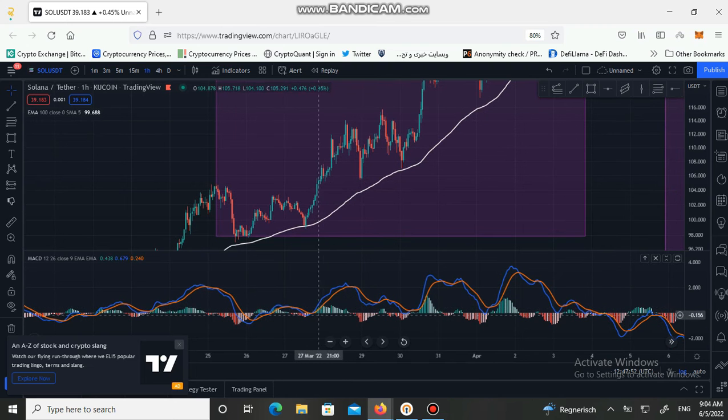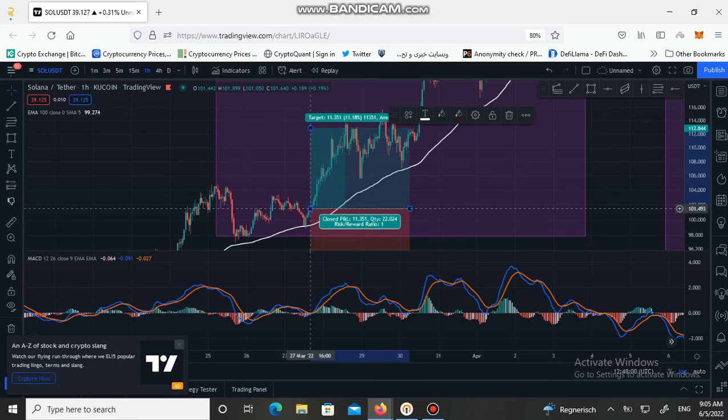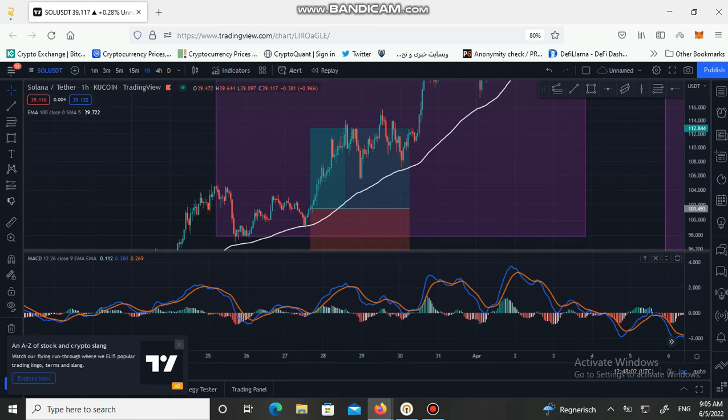Here we have an uptrend where the price is above the EMA 100, and we are looking for upward crosses, as you see here, so we opened a long position. Note that the profit target is at least 1.5 times the stop loss.